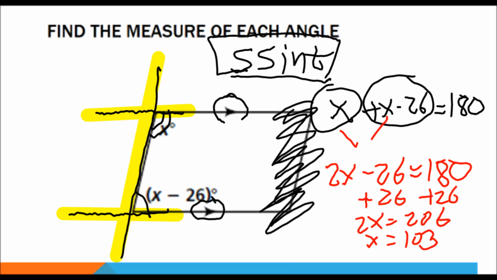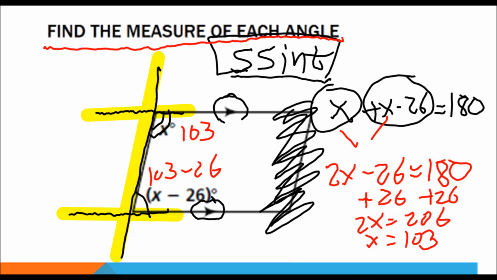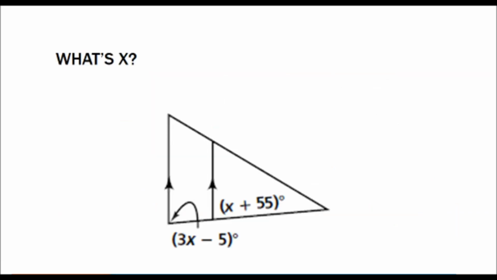Now you always want to pause and go back to the question. Find the measure of each angle. We haven't necessarily done that yet. We found x, so x is 103, but this down here, x is 103 minus 26. So we need to actually figure out what 103 minus 26 is. And that is 77. Sorry, that's a 0, not a 6. So let's go ask the question again. Find the measure of each angle. Did we do that? Yeah, 103 degrees, 77 degrees. This question's done.